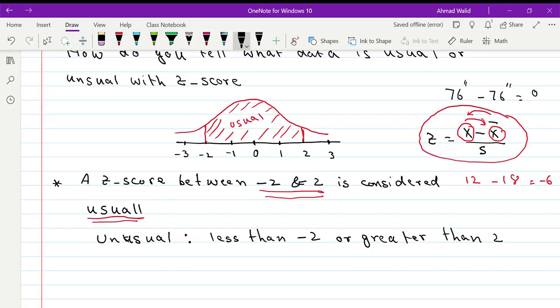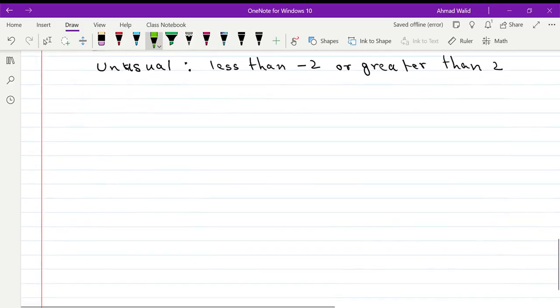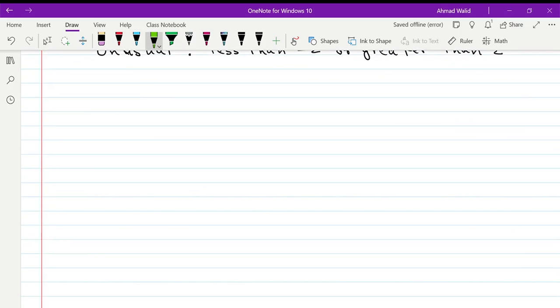This side, if I use green color, here greater than 2 or less than -2. These are unusual. These two sides. And here is usual. Correct? Let's practice with this example.